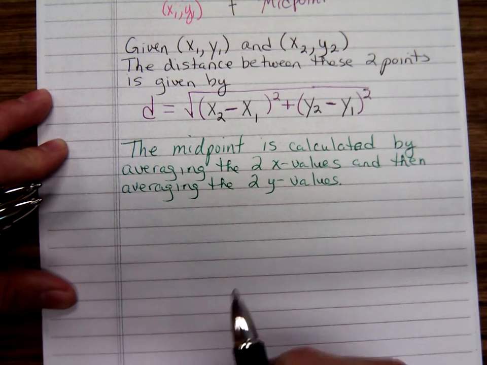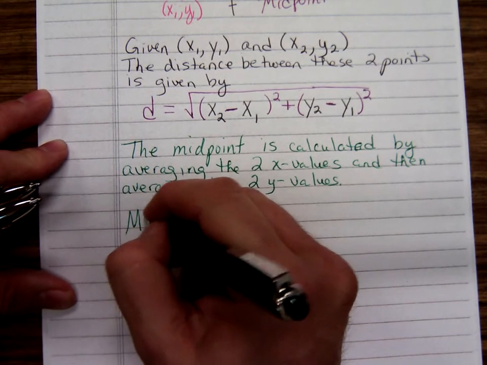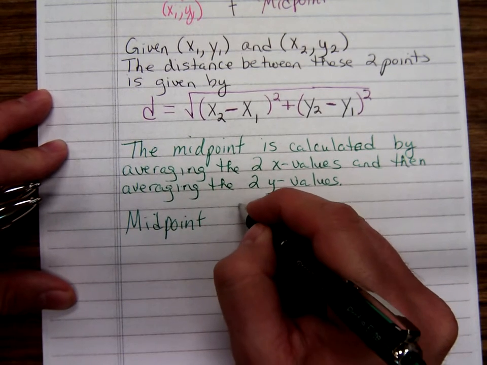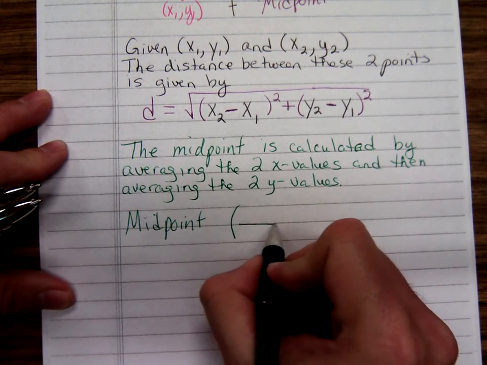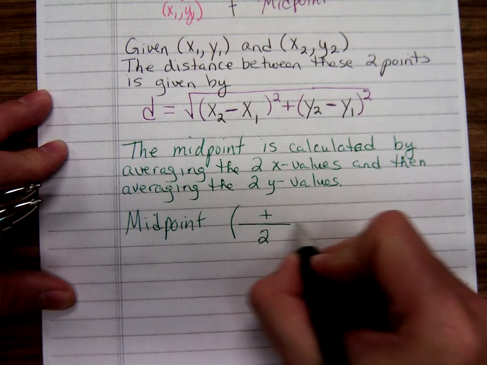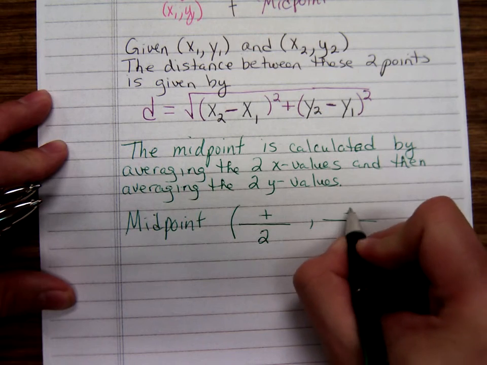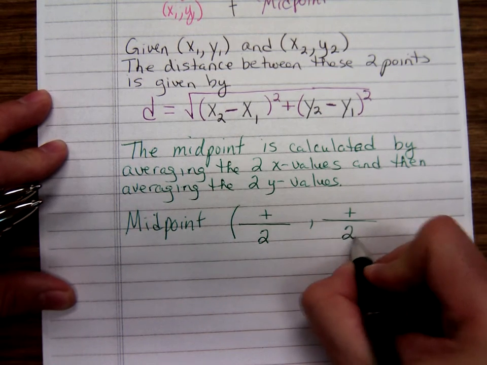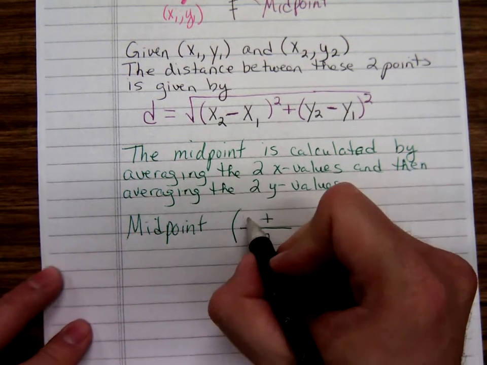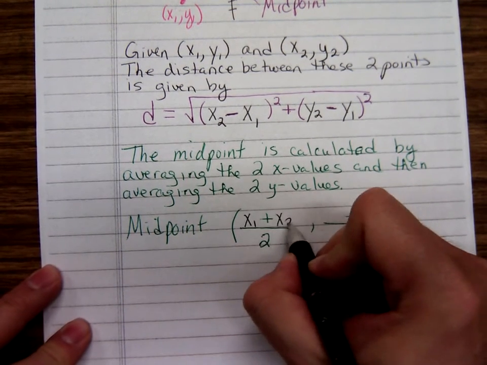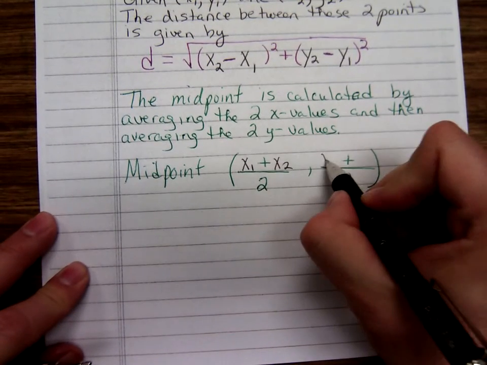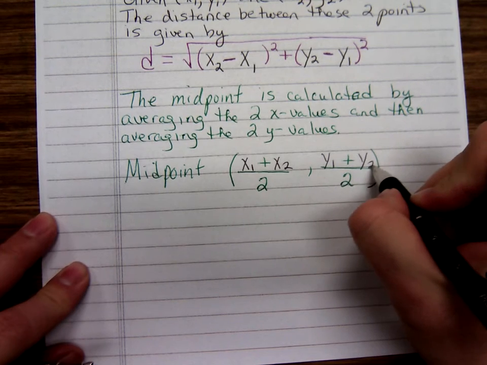So to get the midpoint, if we want to write it as a formula, how do you take two numbers and average them? You add them together and then do what? Divide by 2. You average by adding the two numbers up and dividing by 2. You average the x's, so that's just x1 plus x2, divide by 2. And y1 plus y2, divide by 2.